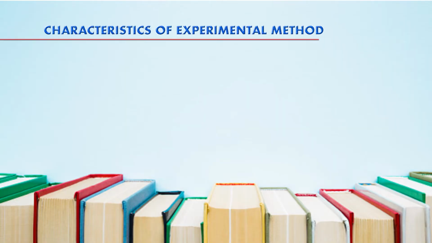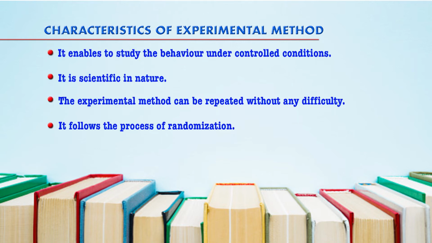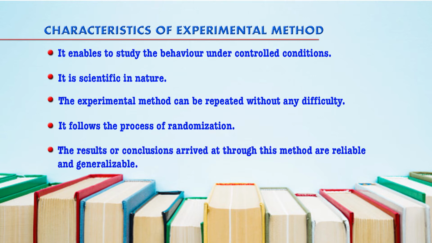Now there are different characteristics of experimental method. It enables us to study behavior under controlled conditions. It is scientific in nature. The experimental method can be repeated without any difficulty. It follows the process of randomization, and definitely the results or conclusions arrived at through this method are reliable, and you can generalize also and you can use them.